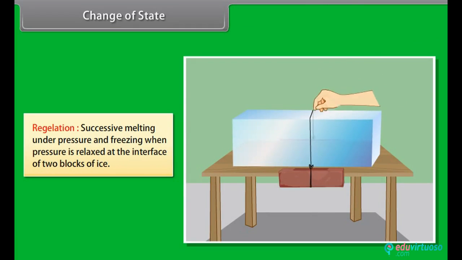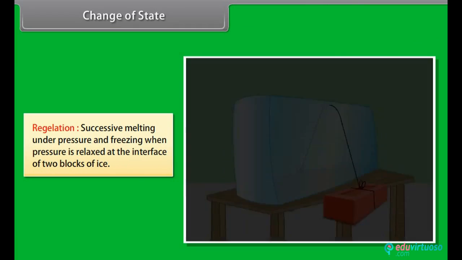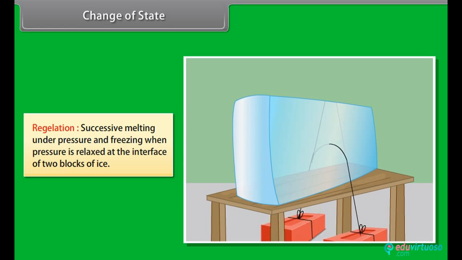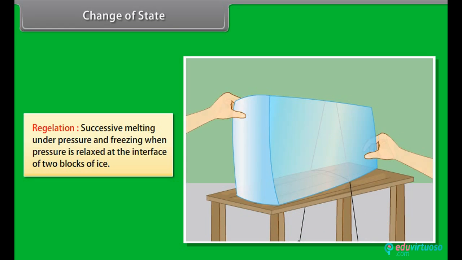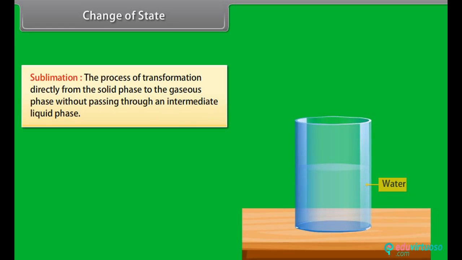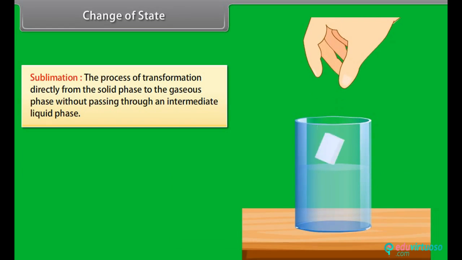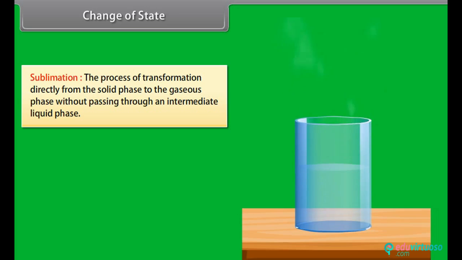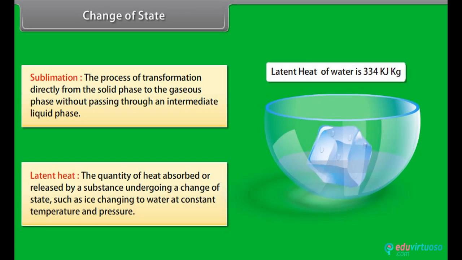Regelation. Successive melting under pressure and freezing when pressure is relaxed at the interface of two blocks of ice. Sublimation. The process of transformation directly from the solid phase to the gaseous phase without passing through an intermediate liquid phase. Latent heat. The quantity of heat absorbed or released by a substance undergoing a change of state, such as ice changing to water at constant temperature and pressure.